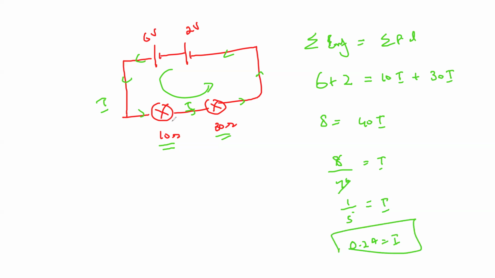Using this 0.2, we multiply by the resistance and we can work out the potential difference. The resistance here is 10 and the current is 0.2, so this will be equal to 2 volts. This resistance is 30 and the current 0.2, so this will be 6 volts, the potential difference here. And the total EMF must be equal to the total potential difference.